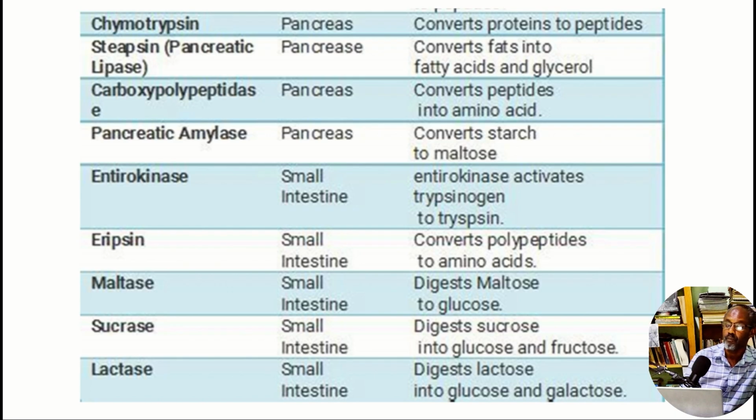Enterokinase, small intestine: enterokinase activates trypsinogen to trypsin, the inactive form. Enterokinase is an enzyme in the wall of the small intestine which breaks down the inactive trypsinogen into trypsin. Erepsin, small intestine, converts polypeptides to amino acids. Erepsin is also produced by pancreas, small intestine. Maltase, small intestine, digests maltose into glucose. Sucrase, small intestine, digests sucrose into glucose and fructose. Lactase, milk sugar is changed by lactase into glucose and galactose. It is an enzyme in the brush border of the small intestine.